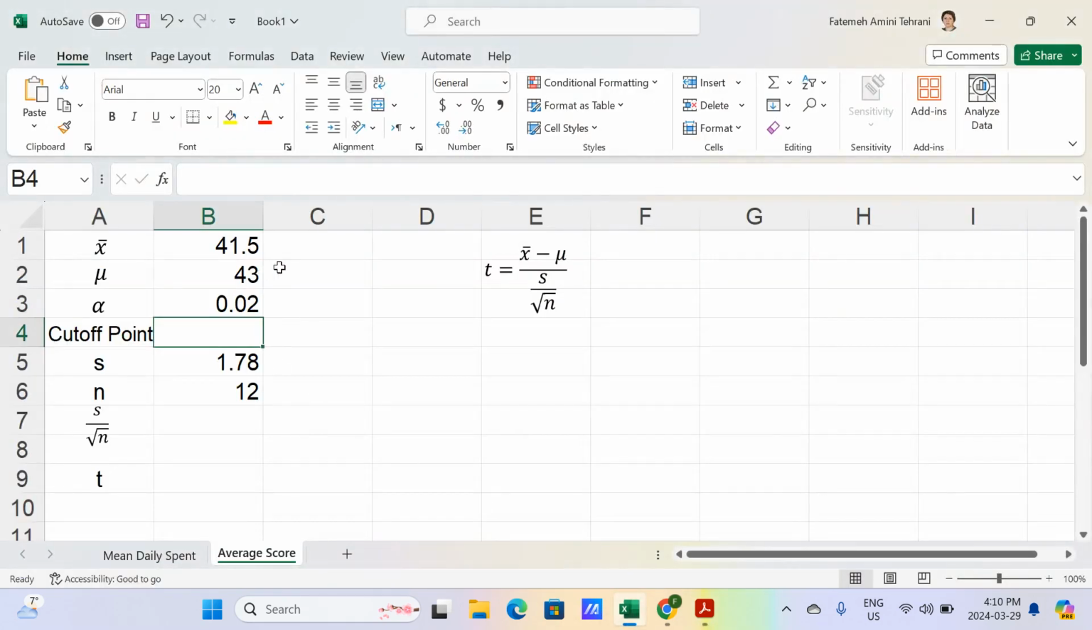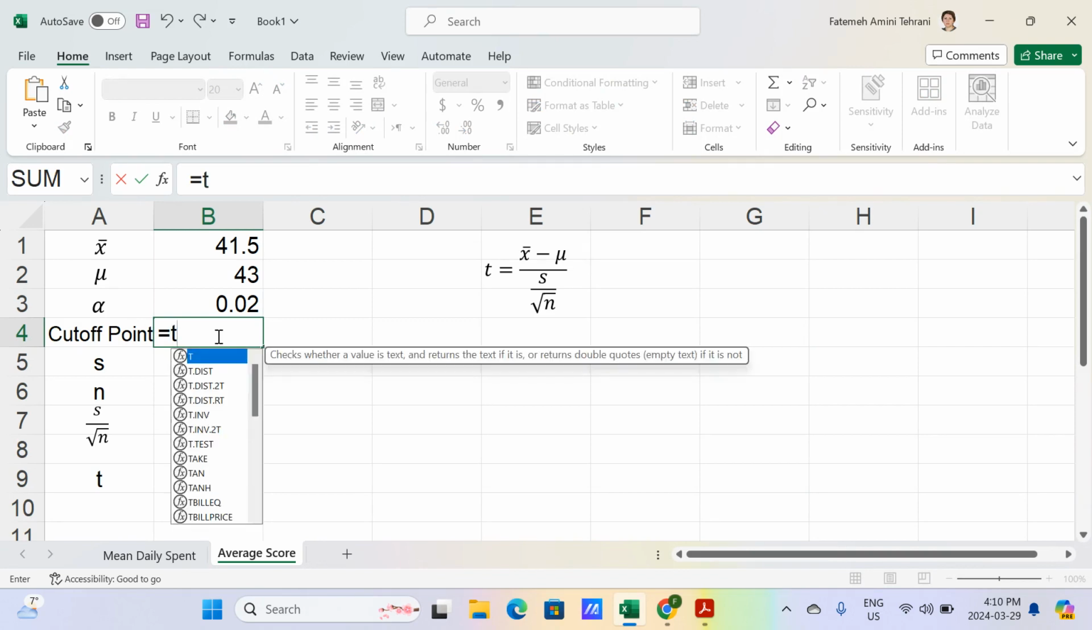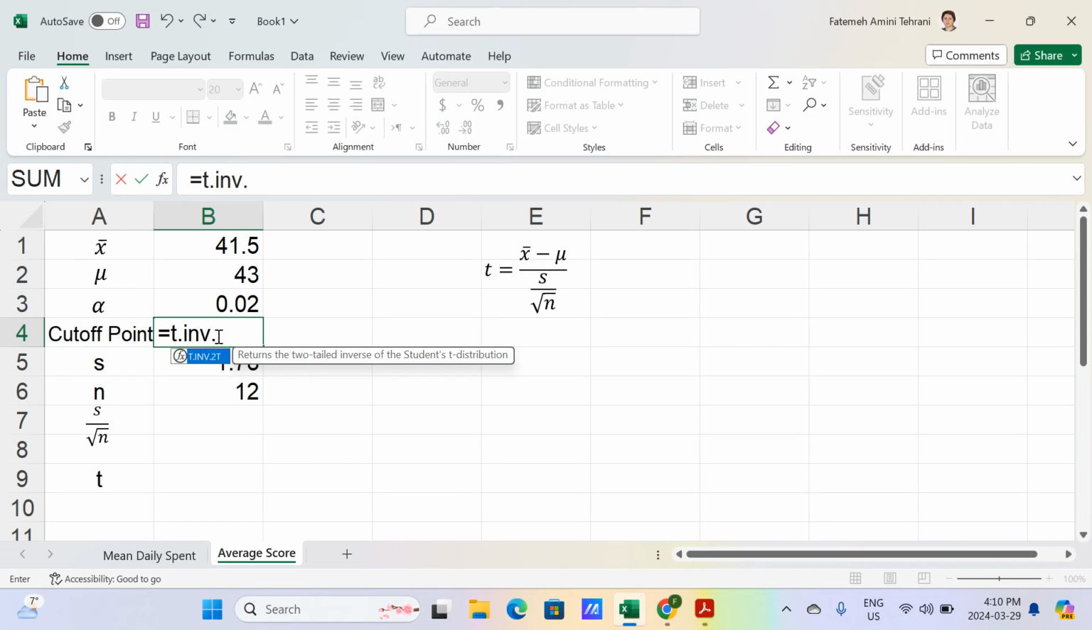Okay, look at it. It's the Excel file for the same question. X bar, the sample mean, is 41.5. The population mean, the average score of the students, is 43. Alpha is 2%. Sample standard deviation is 1.78. We have a sample size of 12. Let's find the cutoff point for the rejection region by using this function, T.INV.2T, the inverse function for a two-tail test.